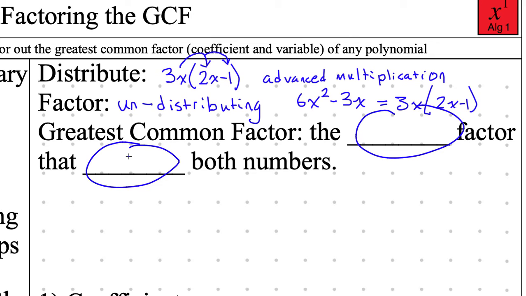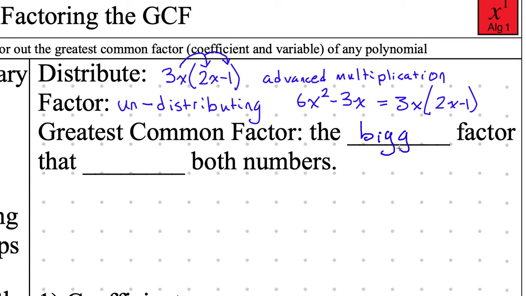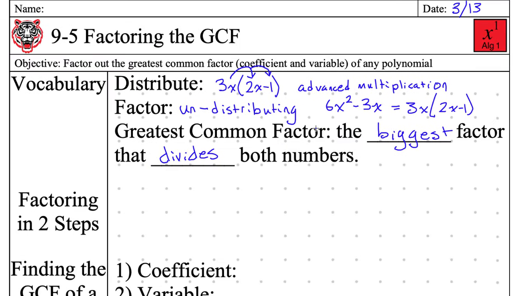Few people. Anyone that has their card? Charles? The biggest factor that multiplies both numbers. Not multiplies, but divides. Divides, yes. For example, in that 6x squared and negative 3x, the thing that I could divide both of them by. I could divide this 6x squared by 3x. I could divide this negative 3x by 3x, and therefore 3x was the biggest common factor, or the greatest common factor. No, I said greatest. Biggest, greatest, same word.